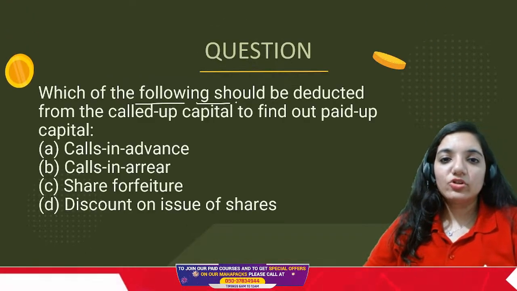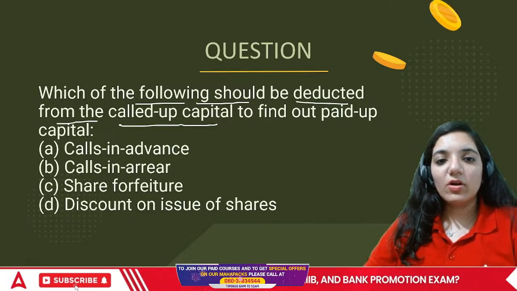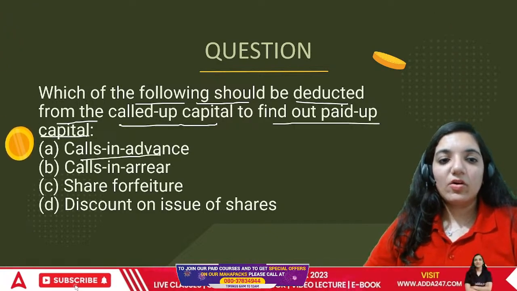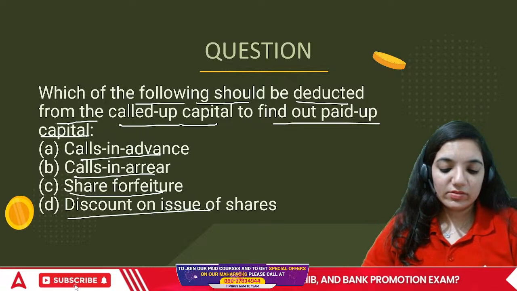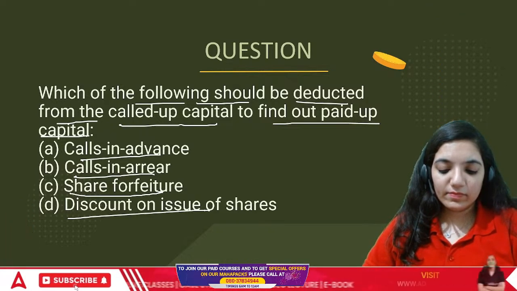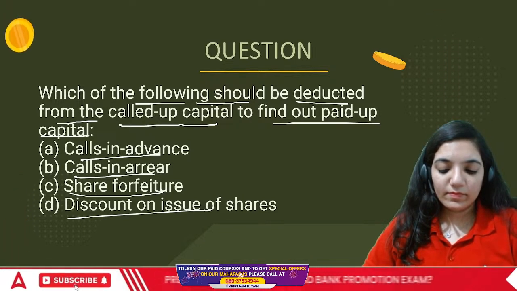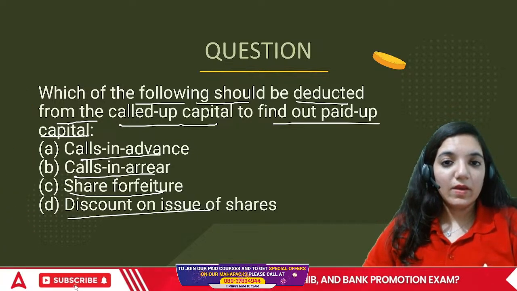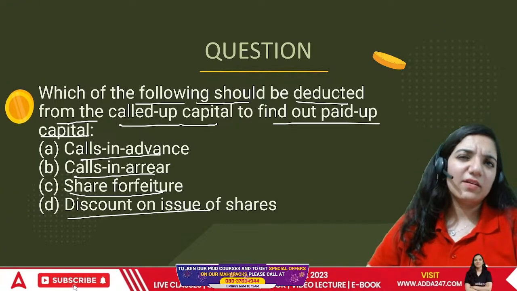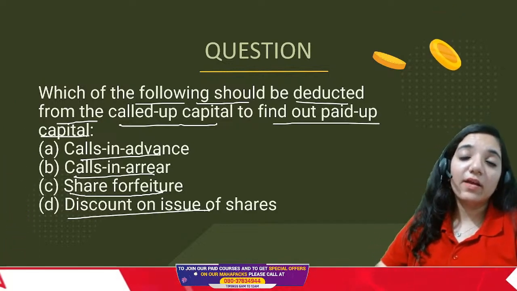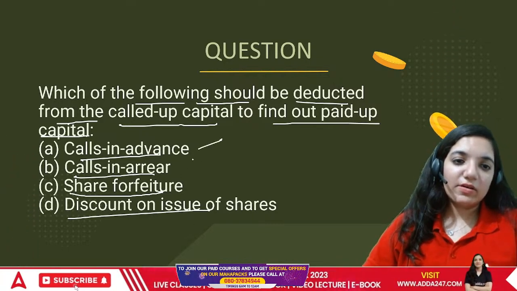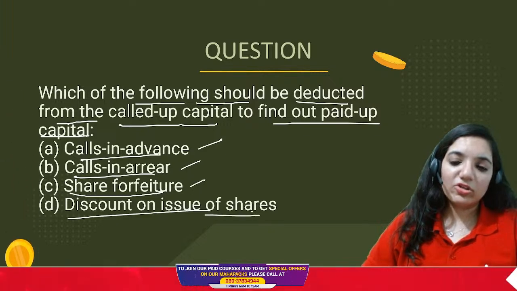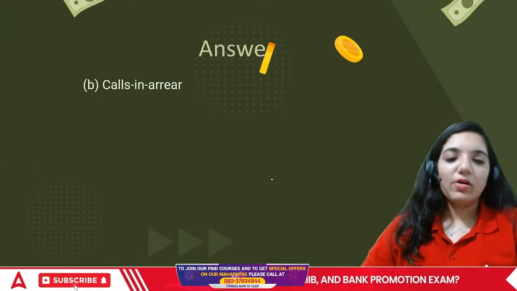Which of the following should be deducted from the called up capital to find out the paid up capital? Calls in advance, calls in arrears, share forfeiture or discount on issue of shares. Which of the following should be deducted from the capital? Achha, everyone, what should be deducted? The amount which other people are not paying, right? Only that amount has to be the one. It would be calls in arrears.